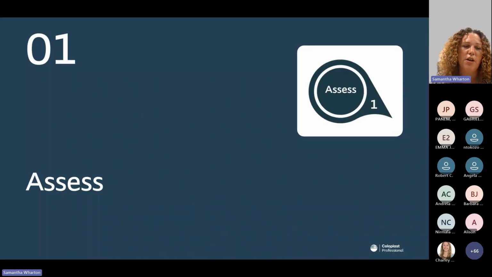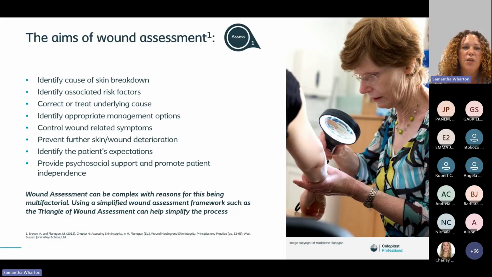So first of all, we're going to look at that assessment. What do we try and do with our wound assessment? We're trying to identify the cause of that skin breakdown. We need to know why that wound is there so that we can ensure that we've got the right diagnosis and ensure that it's not going to break down again. We need to identify those associated risk factors.